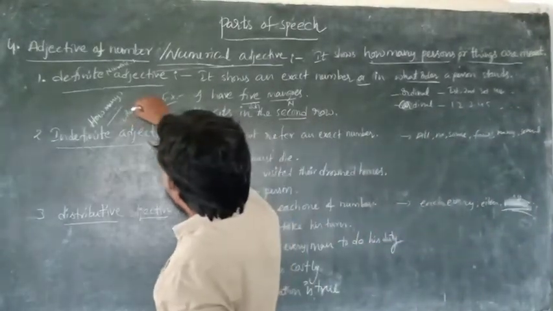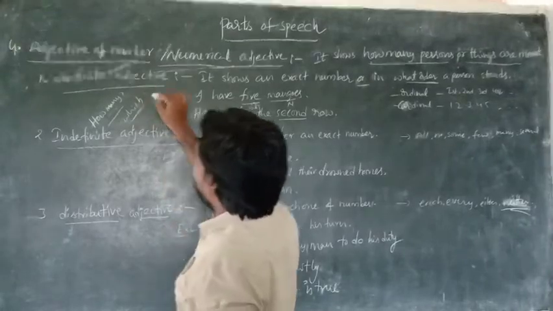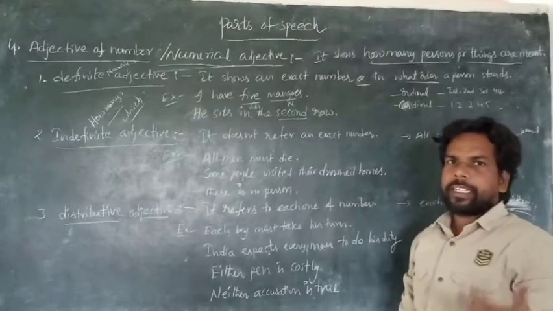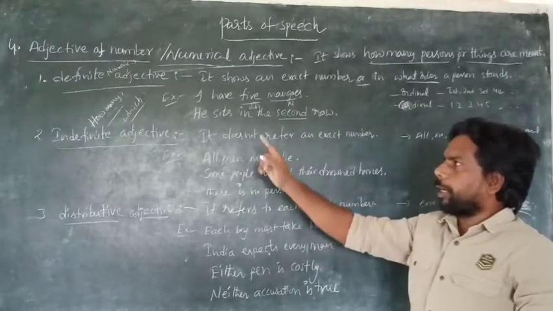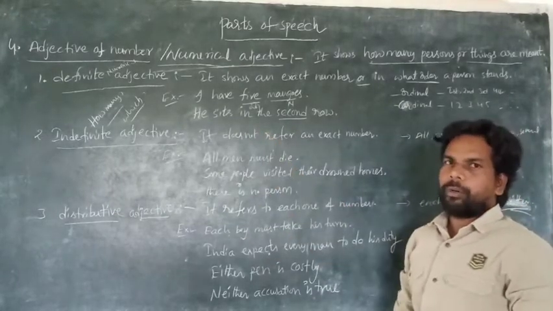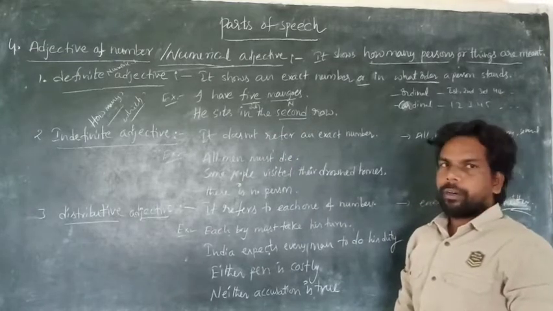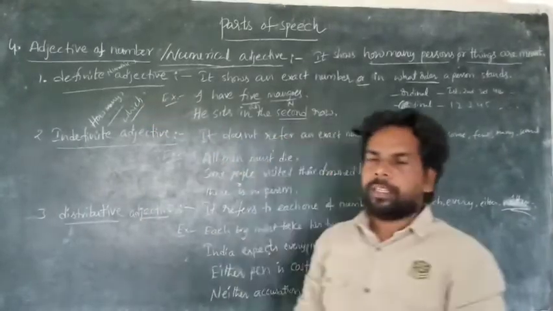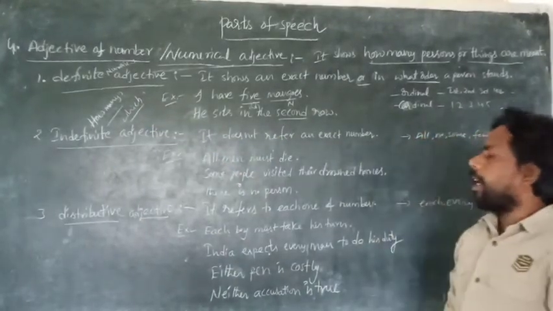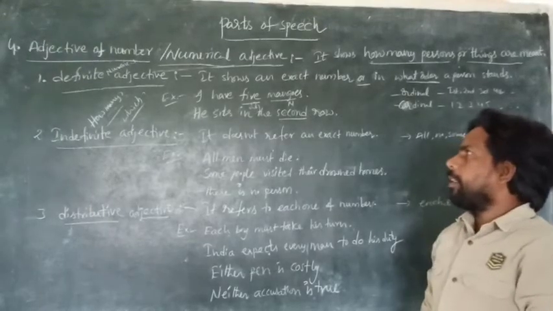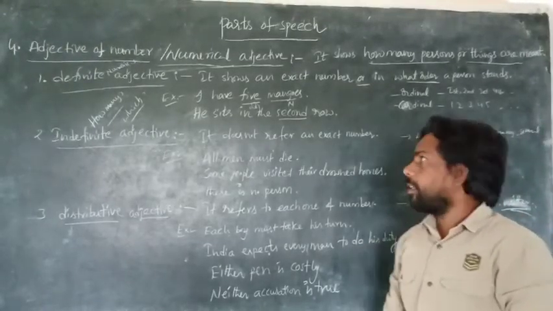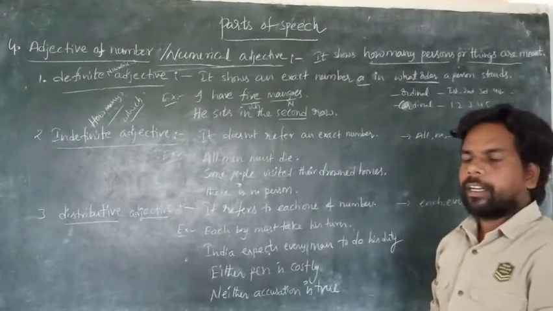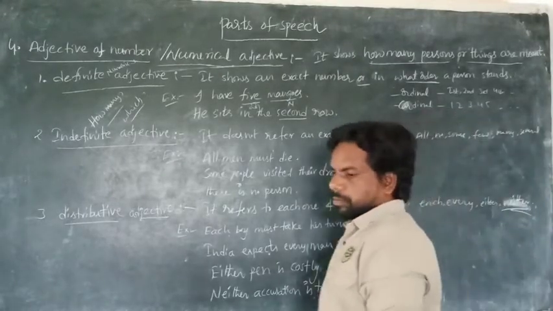To know the exact order, we must make a question with which, not how many. For an exact number we ask how many. To know in which order, we should make a question with which. In which order or in which row does he sit? Second row. Is it clear?